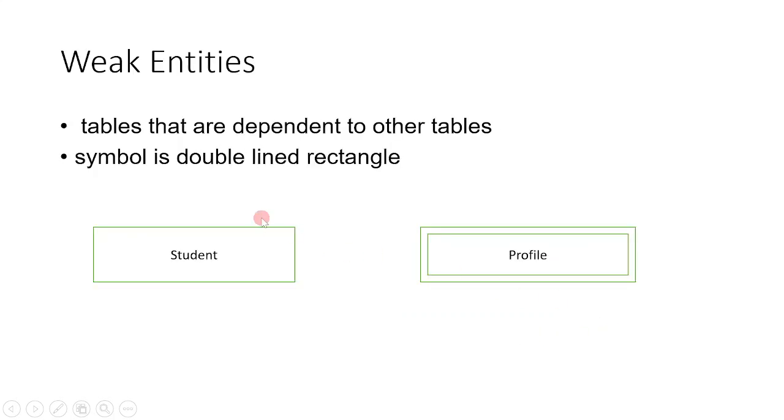Next, we have a type of entity called a weak entity, or tables or entities that are dependent on other entities. By the way, the symbol is a double line rectangle. An example for this one is a profile. In this example, a profile is dependent on a student. So a profile record, a profile table, could not exist without the student entity. That is why it is called a weak entity.